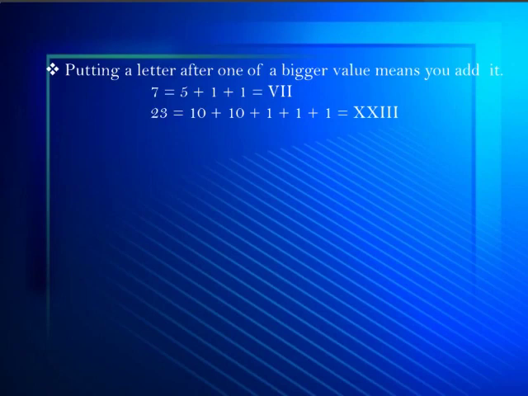Take another number, 17. How do you break up this number? 10 plus 5 plus 1 plus 1. So for 10 how do you write? X. Then for 5 you will write V, and for 1 you will write I, and another I. So the Roman number for 17 is XVII.